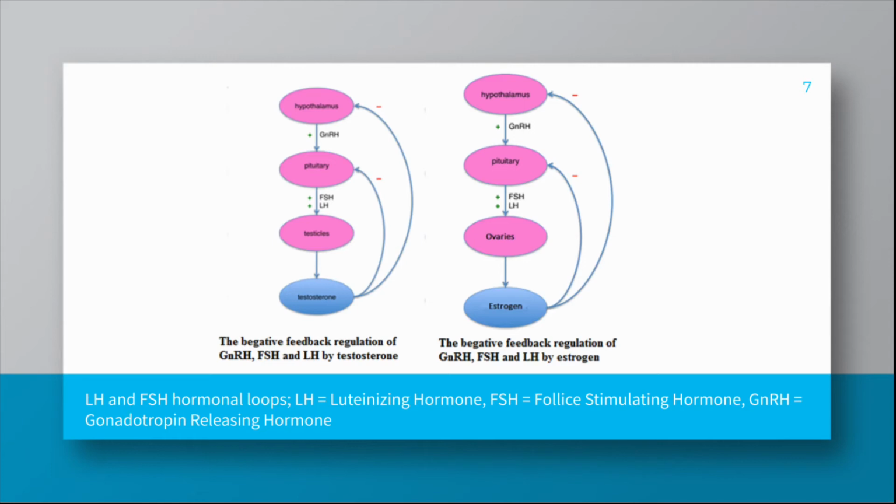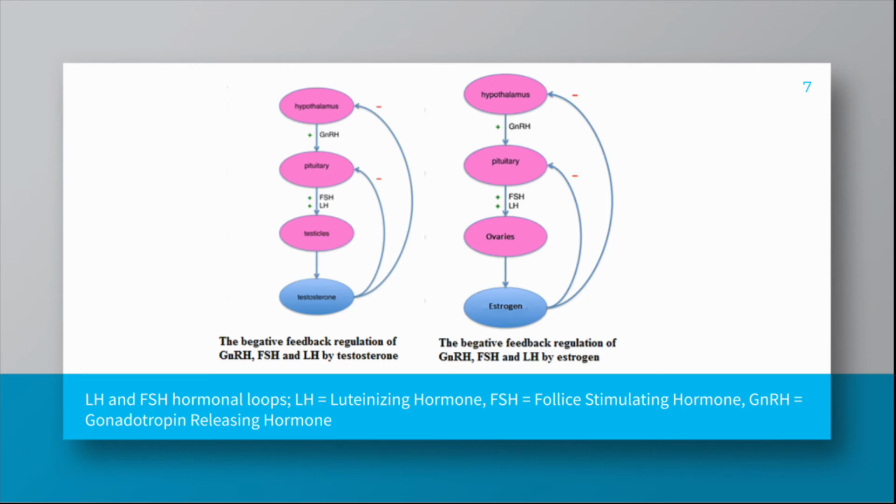GnRH is a tropic hormone because it stimulates other glands to release more hormones instead of it acting directly on the ultimate target cells, right? So GnRH acts on LH and FSH, which then produce the actual physiological change.